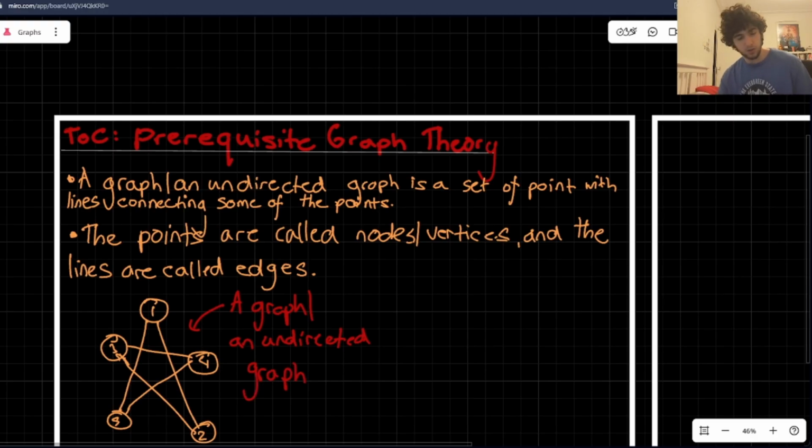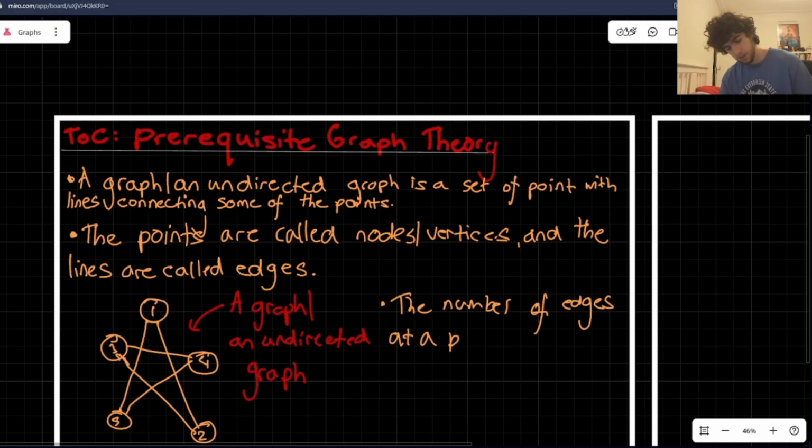Right, and so it's also useful to define something called the degree of a node. All that means is basically the number of edges at a particular node is said to be the degree of that node.